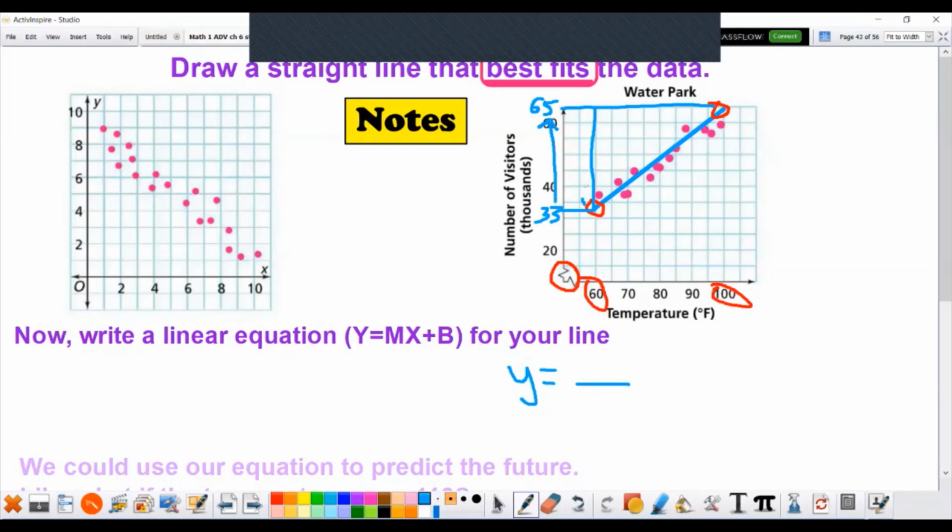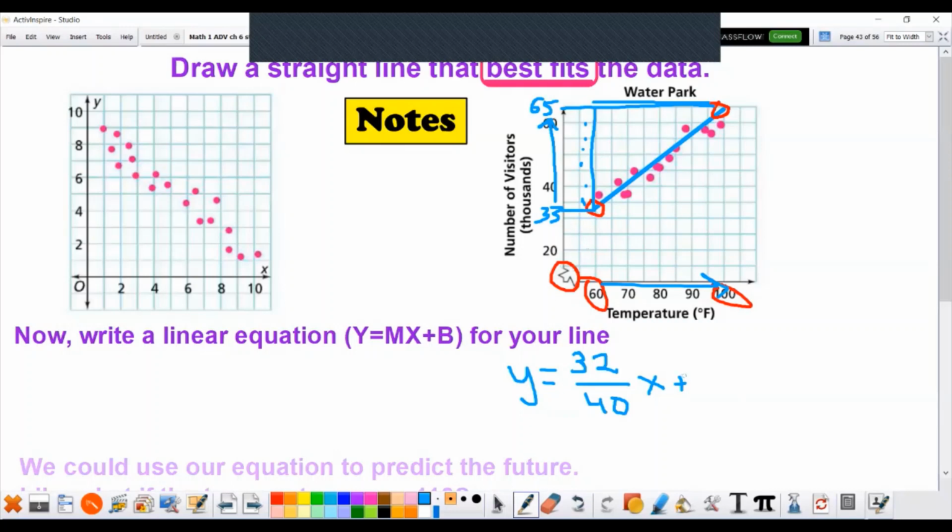Don't say 1, 2, 3, 4, 5, 6, 7. 33 to 65 is like 32. So it goes up 32. And then over, from here to here, from 60 to 100 is 40. So I got my equation, 32 over 40x plus, and for the beginning, this is my beginning right here. So this kind of creates a little confusion here too. Well, my beginning is 33. Normally I extend it to the 0, but I can't really do it.